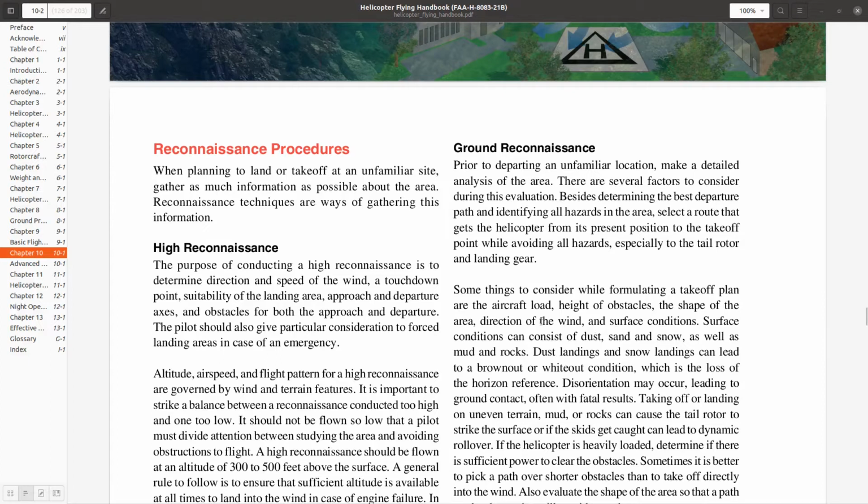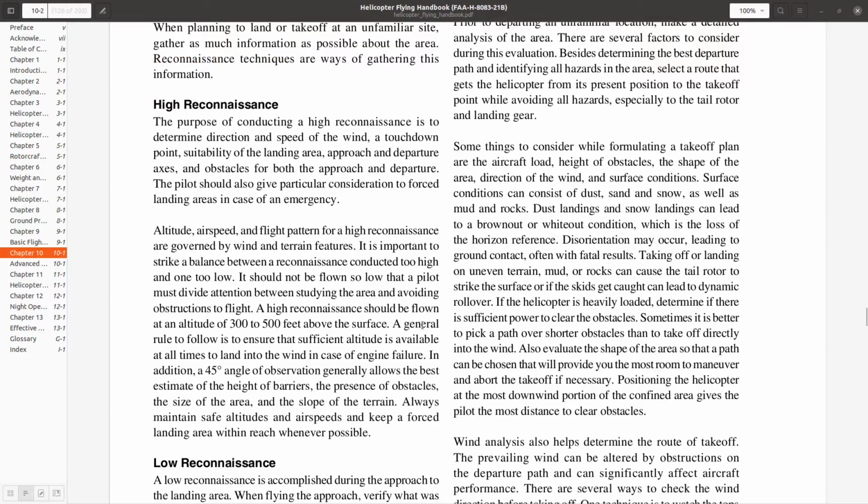So the high reconnaissance is where you're going to determine things like, what's the direction of the wind? Figure out where you want to touch down. Does it look like it's suitable or not? What's the approach path going to be? What's my out, if you will? Now, a lot of these maneuvers we're going to discuss, I have videos for these specific maneuvers on my YouTube channel. So I would highly recommend that you have a look at those, especially if you're flying the Schweitzer, because I'll go through a more detailed procedure for these kinds of things.